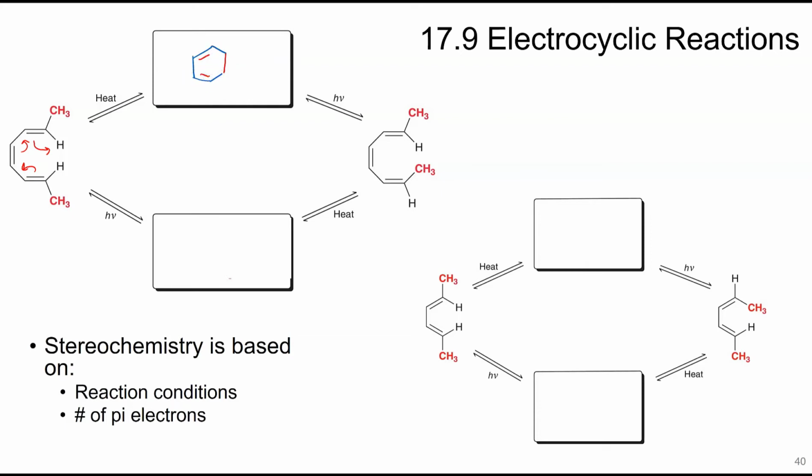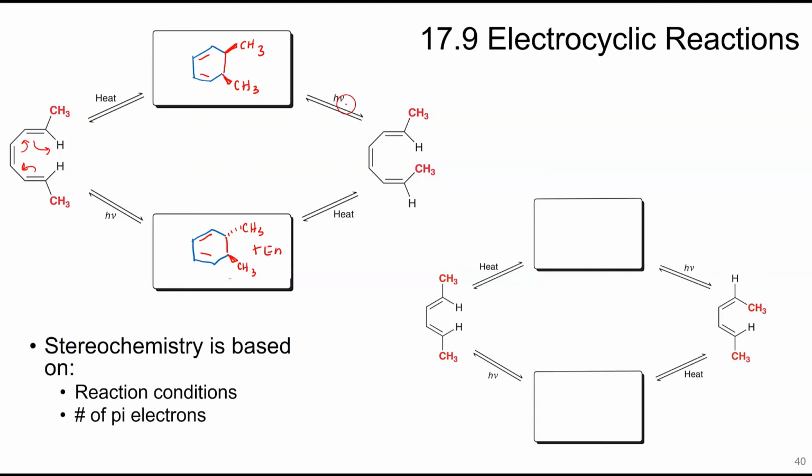And something else that we have to consider is how the CH3 groups are oriented in relation to each other. If I use heat to do this reaction, these will be cis. If I do this reaction under photochemical conditions or using light, my methyl groups are trans to each other. I get this plus the enantiomer.